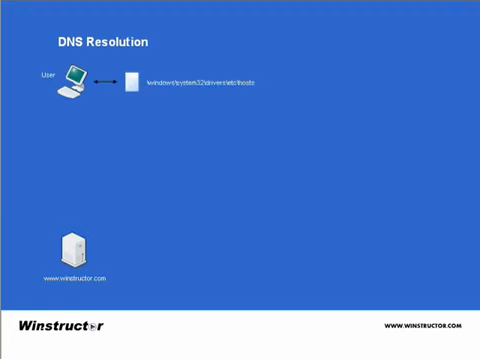So the first thing that the client will do is check a local text file stored on its hard drive called the host file. This file is simply an ASCII text file that stores only host records. Now if the address for the Winstructor website is found, the client will go straight to the website directly, and that's the end of DNS resolution.